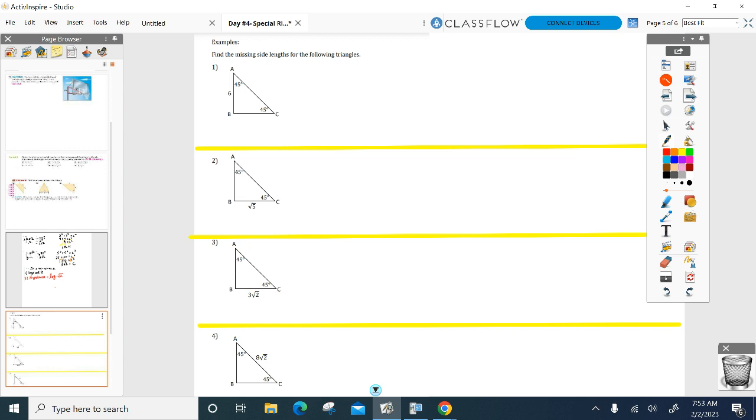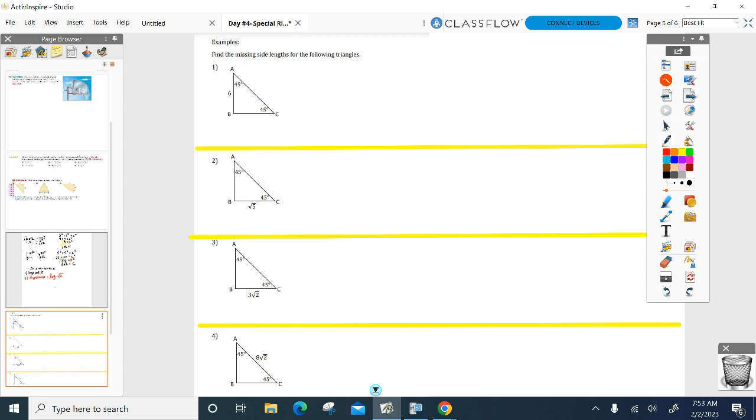Find the missing sides. Okay, I got a 45, 45, 90. Let's find the missing sides. It goes from very easy to pretty difficult at the end here. So find the missing sides. If you need to use the Pythagorean theorem, go ahead. I'm going to try to push you away from it, though.